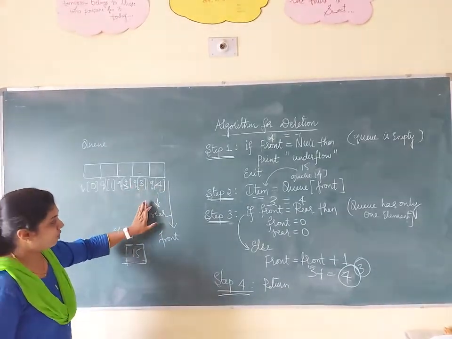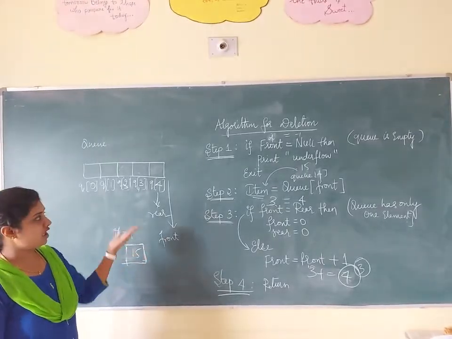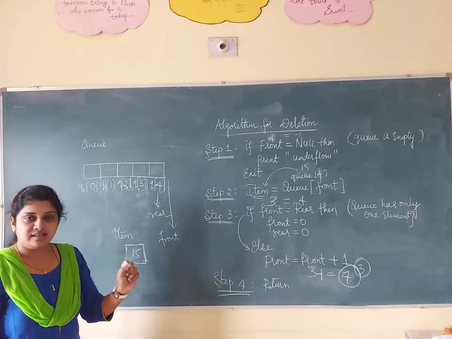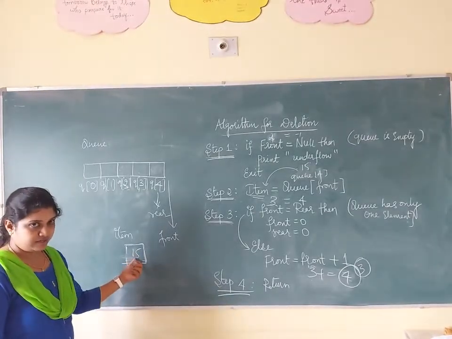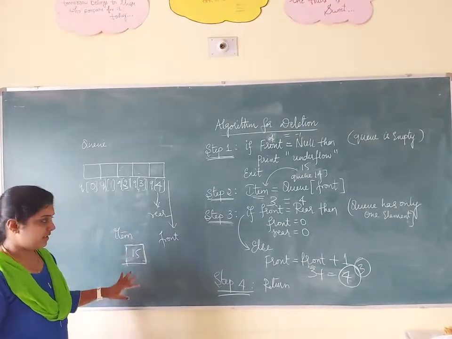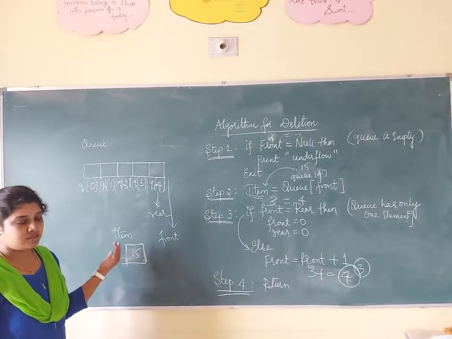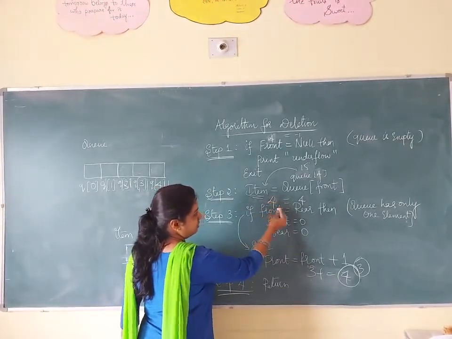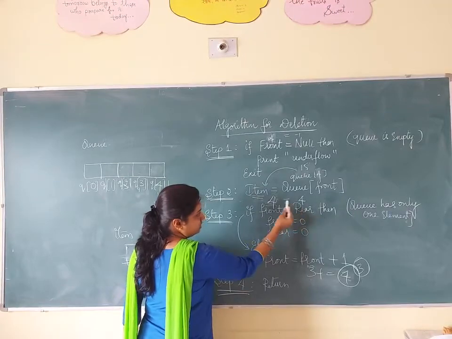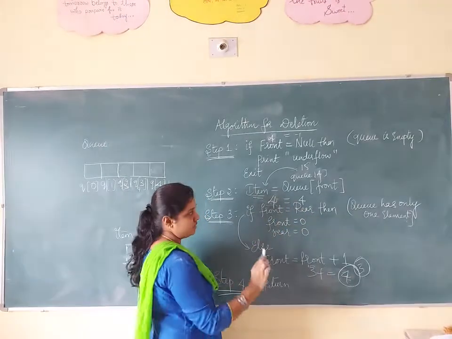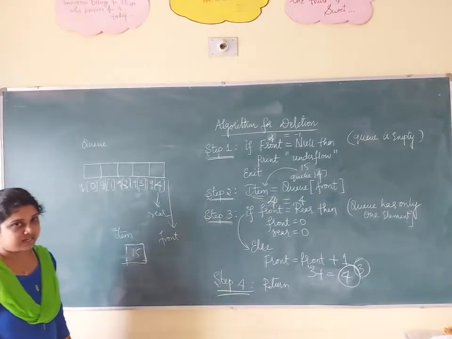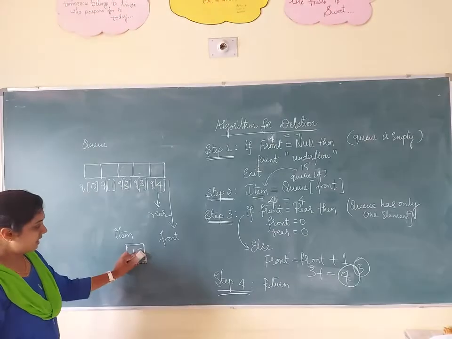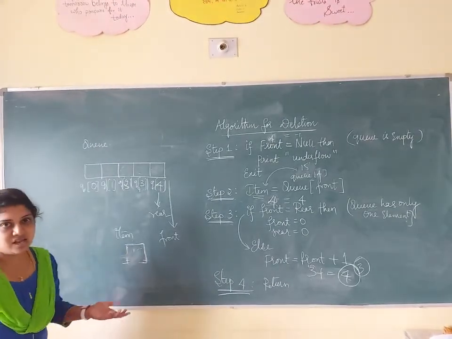See, if both rear and front are pointing to the same position, it indicates that we have only one element, and that element we already stored in the item variable, and that will be automatically deleted. It indicates that no elements remain; we have only one element. See, now front is pointing to 4, rear is also pointing to 4. So 4 is equal to 4, as the condition is true, it indicates that we have only one element to be deleted. So that one element we have stored in the item variable, and that will be automatically deleted. Now no more elements are there to delete.